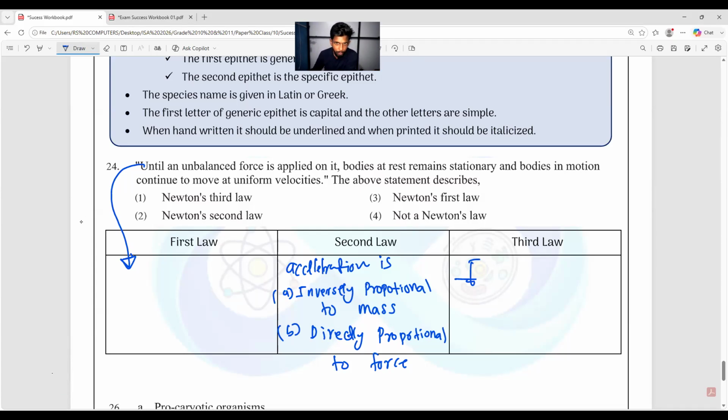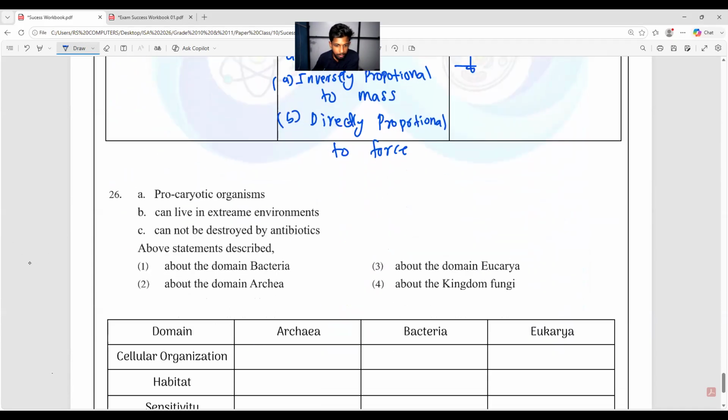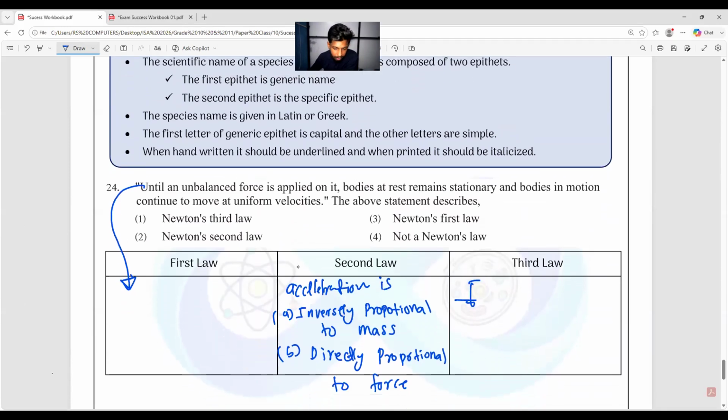Okay. Now we'll move to the 25th one. Shall I move? Okay, we'll move. Question number 26. I'm sorry, I forgot to tell that one. We'll move to this one.